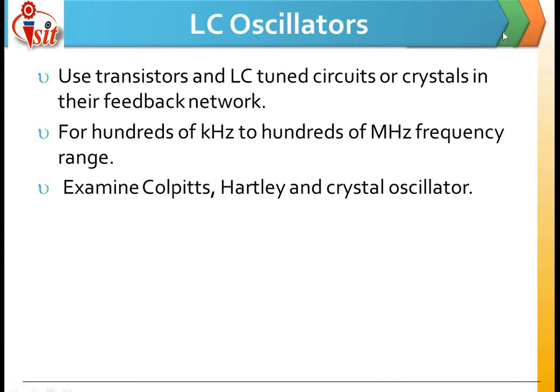LC oscillators use the transistor and the LC tuned circuit or the crystal in their feedback network. That means for the LC oscillator we use the transistor along with the LC tuned circuit components, an inductance and a capacitance, for the feedback network, for a frequency range of hundreds of kilohertz to hundreds of megahertz.